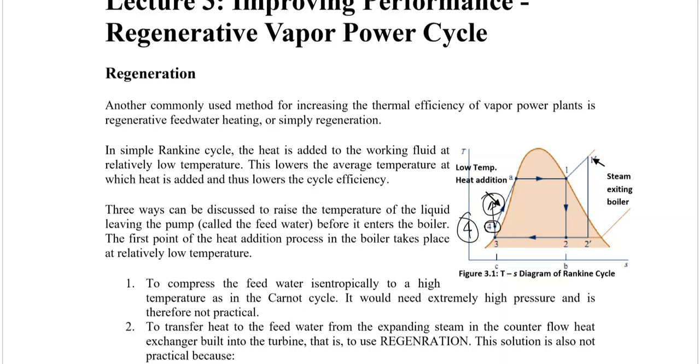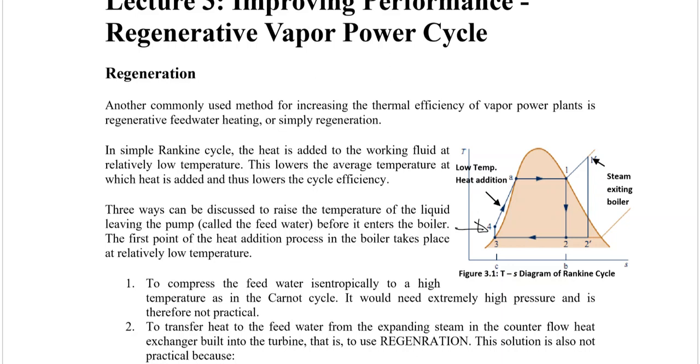There are different methods of improving the efficiency or increasing the temperature at which the heat is supplied in a boiler. If you can imagine, state 4 is at the exit of the pump or an inlet of the boiler anyway. So we have to compress the feed water which is coming from state 3 in a pump, and obviously it is compressed isentropically. So if we can compress the feed water isentropically to a much higher temperature, as in the Carnot cycle, there would be extremely high pressure, and obviously there would be improved efficiency.